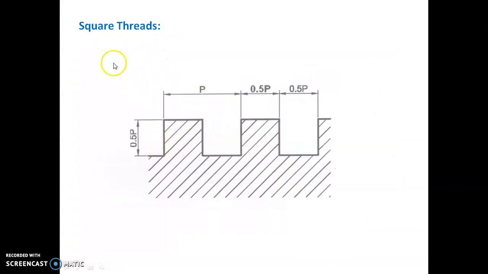Then we have the square threads. These threads are the simplest form of threads, where the pitch value will be given and the depth of the thread will be half of the pitch value.